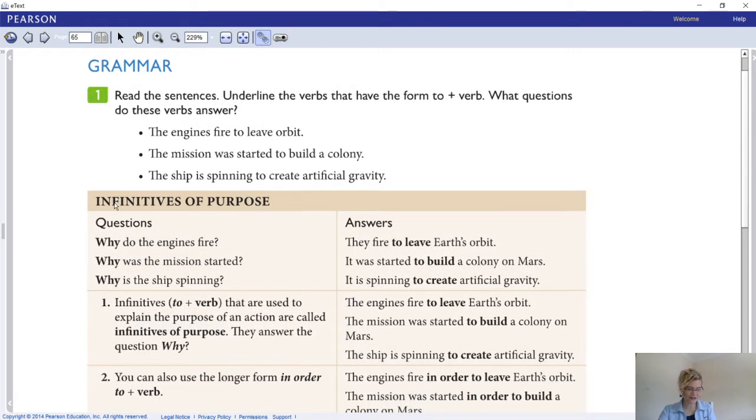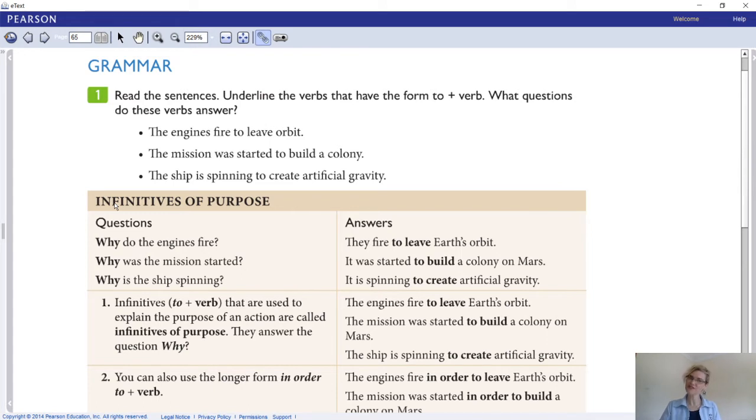Great. About the journal entry, which was the part of creating, after having analyzed the information, evaluated it, we created a journal entry. We will discuss that in our next Zoom meeting. This brings us to our grammar today. Read the sentences, underline the verbs that have the form to plus verb. What questions do these verbs answer?